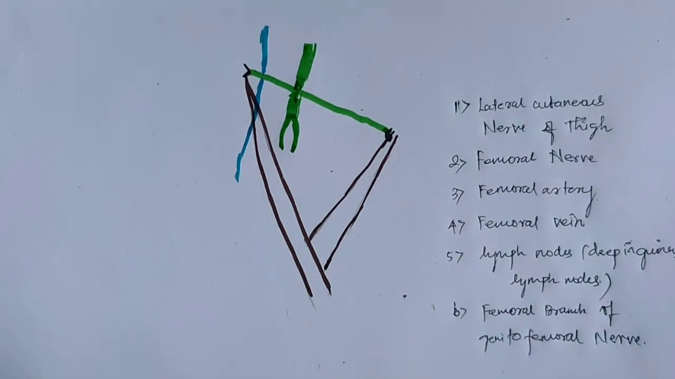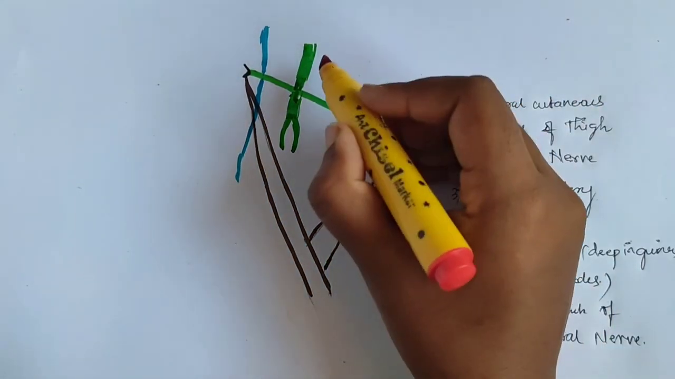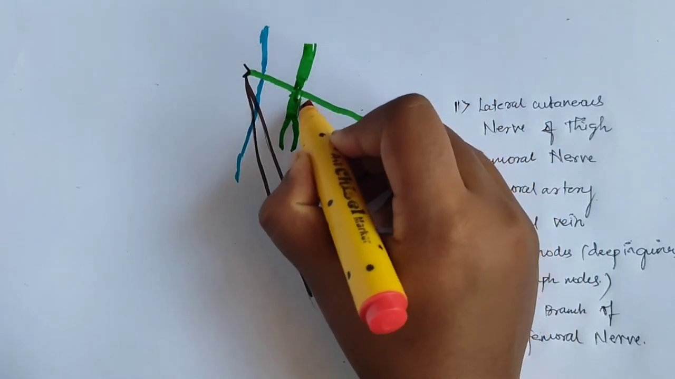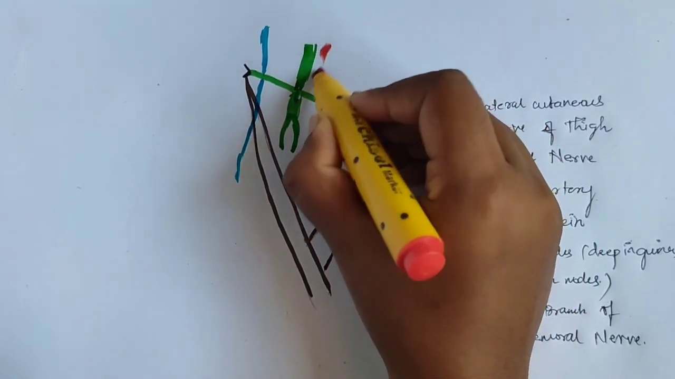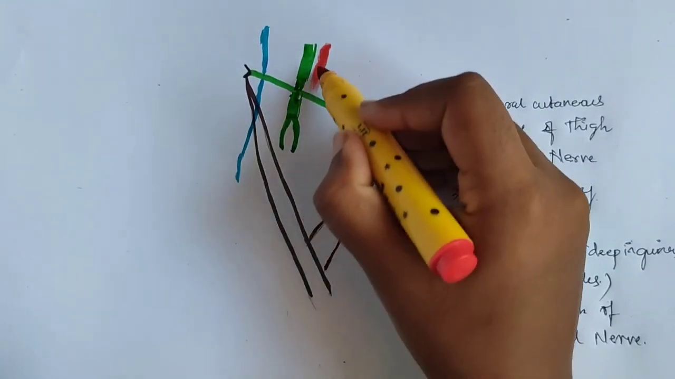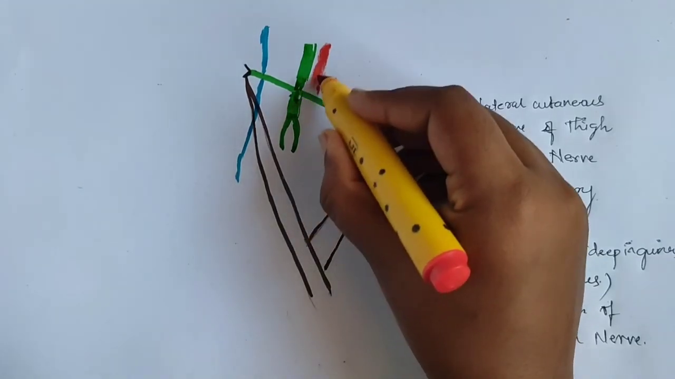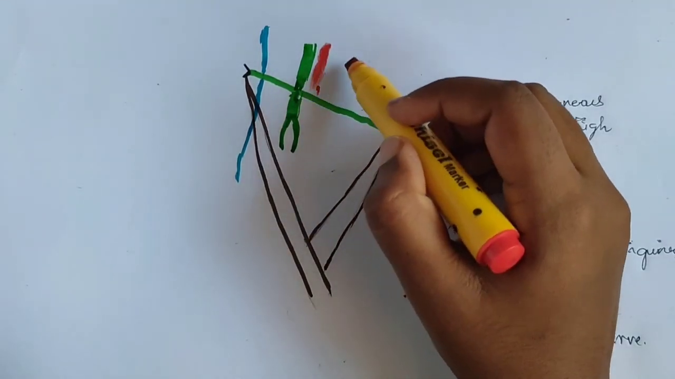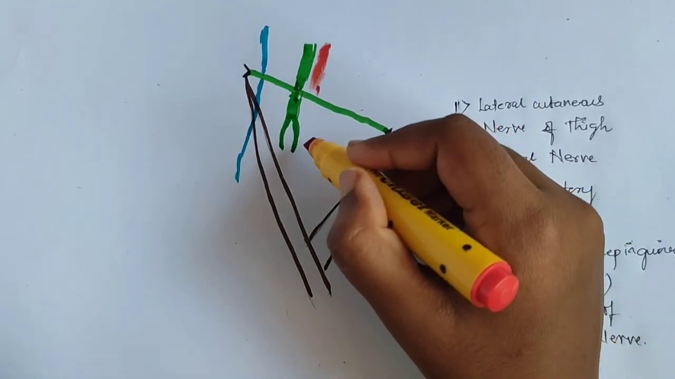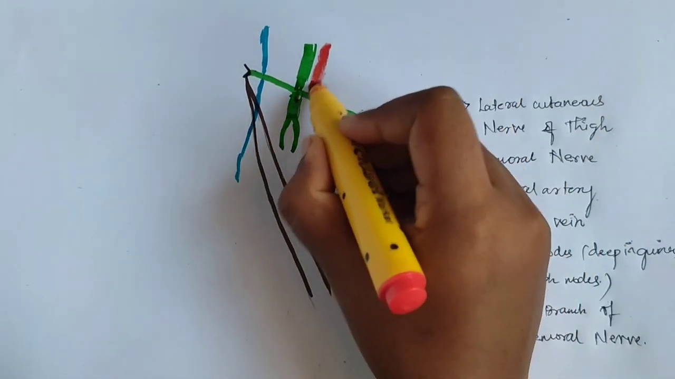And the next thing is the femoral artery. Above the inguinal ligament, it is called the external iliac artery. When it enters the lower limb, it is termed the femoral artery.